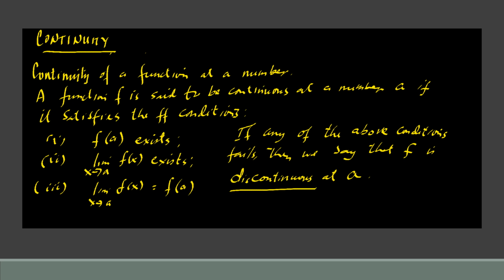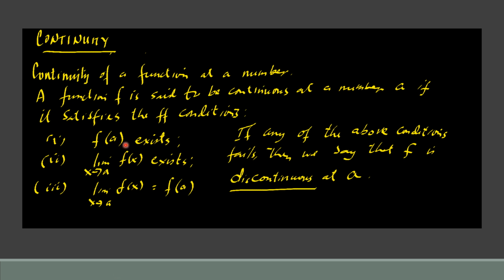We discuss the continuity of a function at a number. We say that a function f is continuous at a number a if it satisfies the following conditions. First, f of a exists. That means that a is in the domain of the function f and that its function value f of a exists.